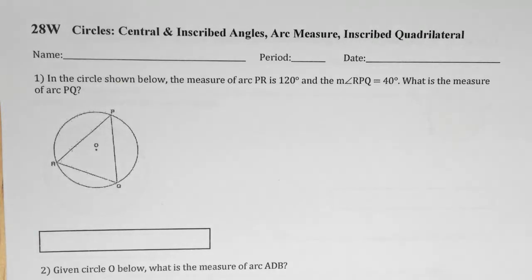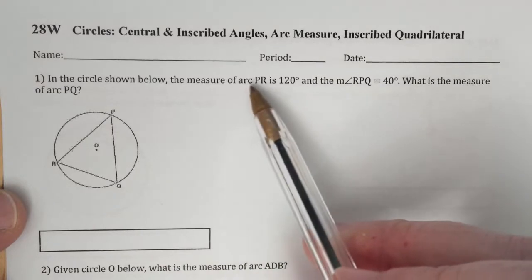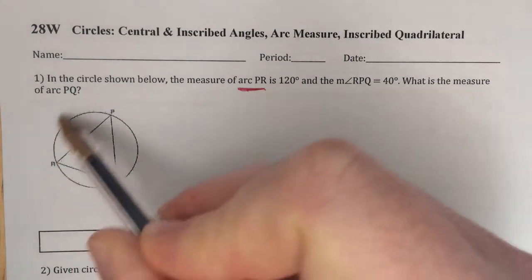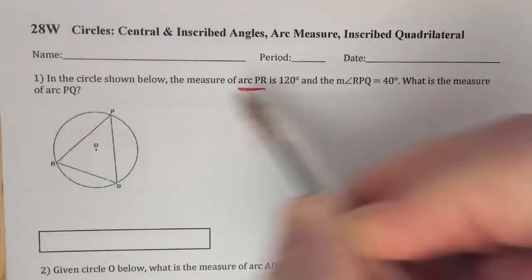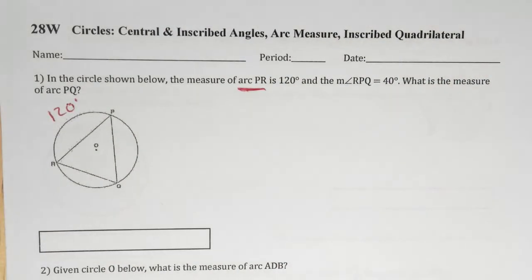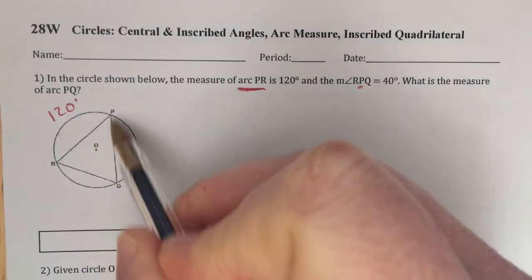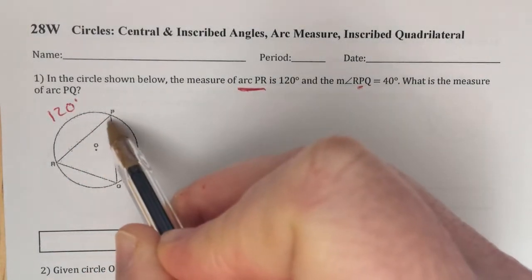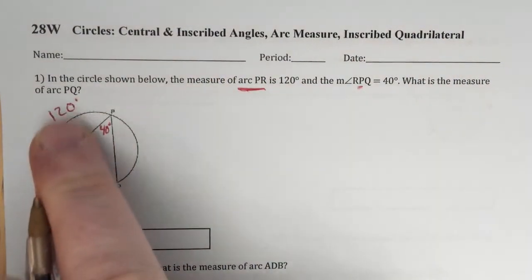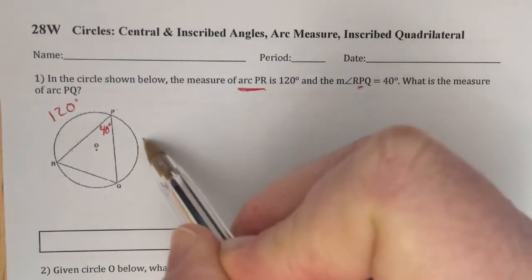So we're opening it to page 28. On page 28, in the circle shown below, the measure of arc PR, so from P to R, and we're doing the arc, that means the curve on the outside, is 120 degrees. And angle RPQ, so the center angle is P, so angle P, so no confusion as to what angle we're talking about, it's just this angle right here, is 40 degrees. So we put 40 degrees right there. What is the measure of arc PQ? So we're talking about the outside, so we're looking for this, and let's call that X.